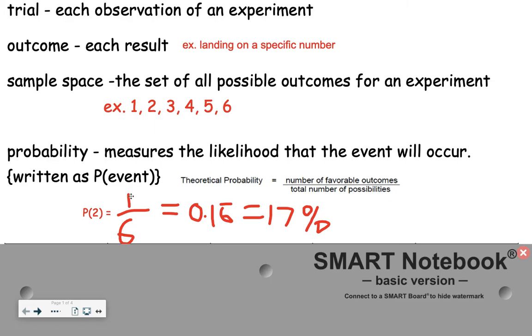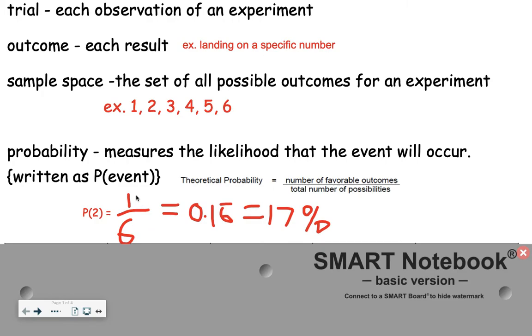So the number of favorable outcomes, which goes at the top of your fraction, is the numerator. Since there's only one 2, we put the number 1 on the top of our fraction. The denominator is the total number of possibilities. So I know when I roll my die, I can get a 1, a 2, a 3, a 4, a 5, or a 6. So that's 6 different numbers. So my denominator is a 6. So 1/6 would be the theoretical probability written as a fraction.